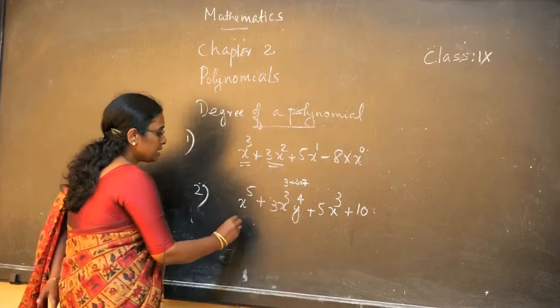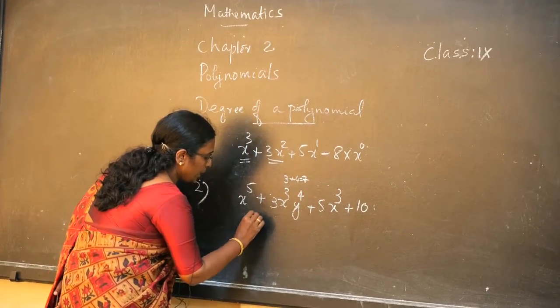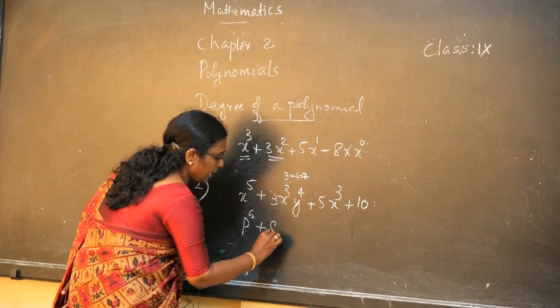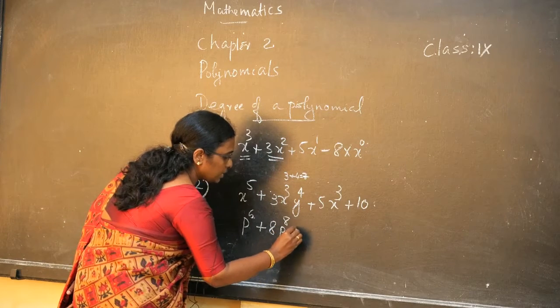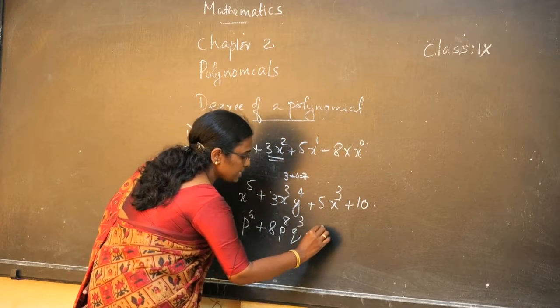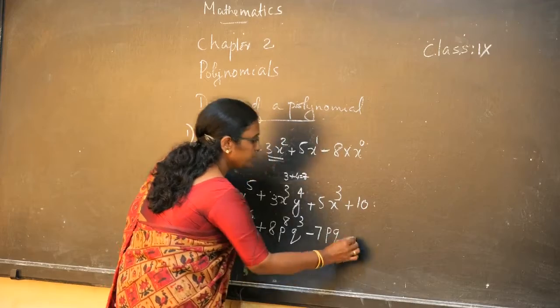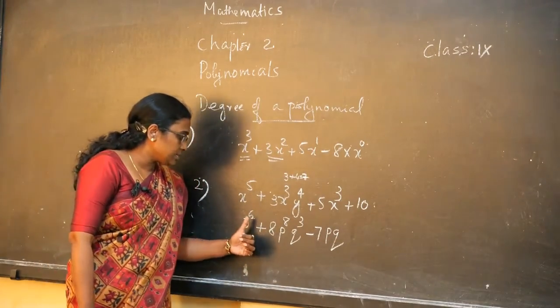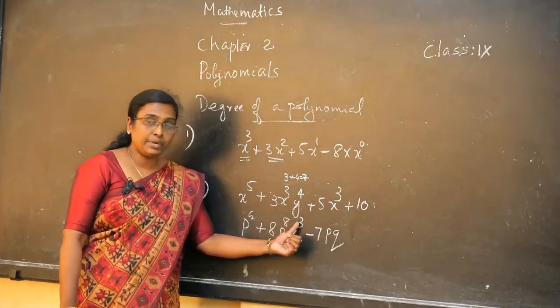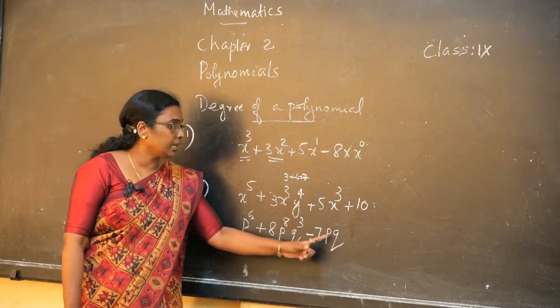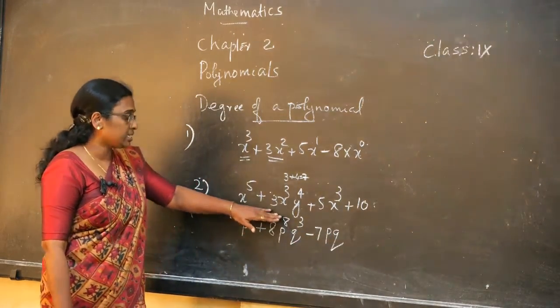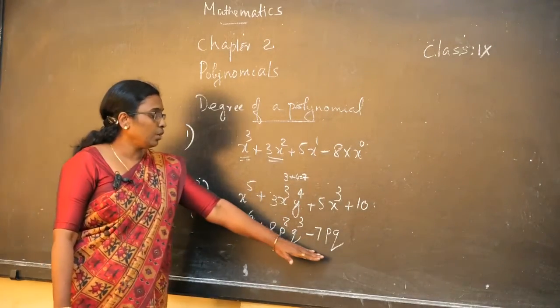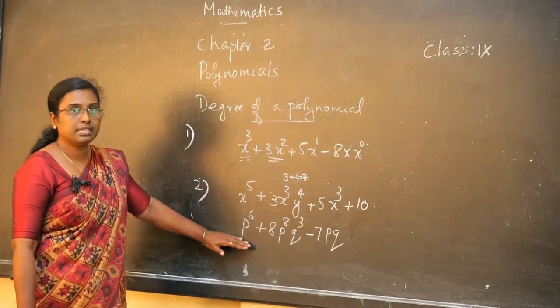Okay. Consider another example. p raised to 6 plus 8 p raised to 8 q raised to 3 minus 7pq. What is the degree of this polynomial? Here the degree is 6. Here it is 8 plus 3, which is 11. Here it is 2. The highest exponent sum is 11. So the degree of this polynomial is 11.